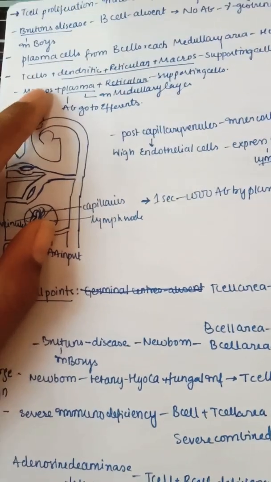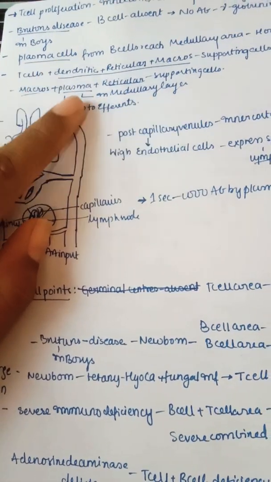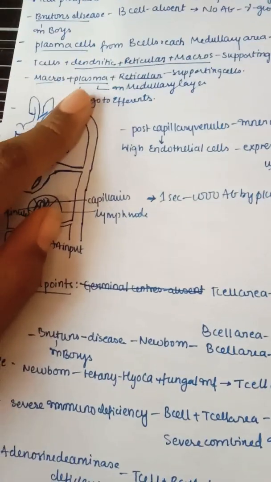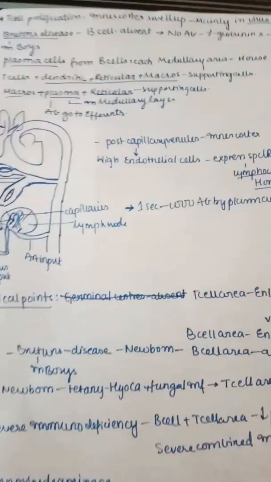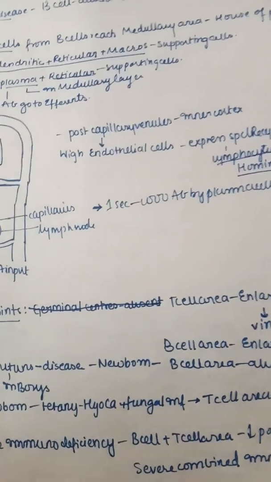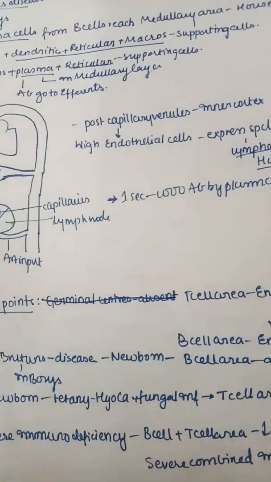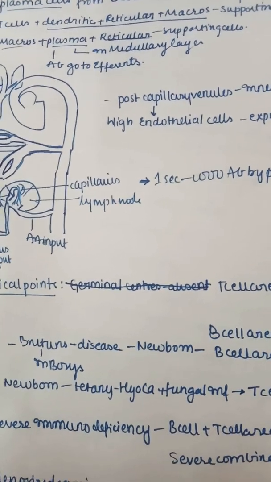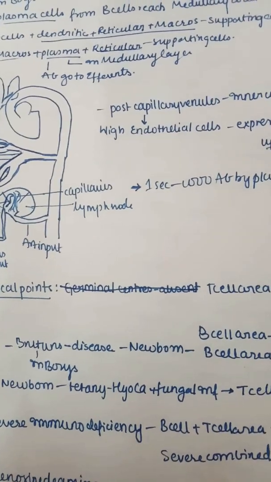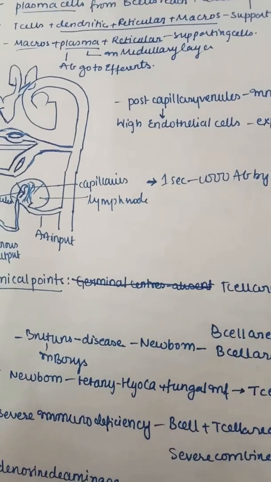And next, T cells plus dendritic cells and reticular cells and macrophages are the supporting cells. So T cells, we know, are present in the inner cortex, also known as paracortex. The dendritic cells, reticular cells and macrophages are the supporting cells along with the T cells in the inner cortex. And in the medullary layer we have plasma cells, we know. Along with that, the supporting cells are macrophages and reticular cells.